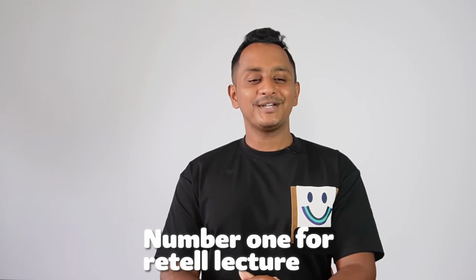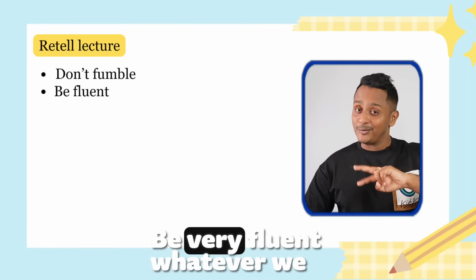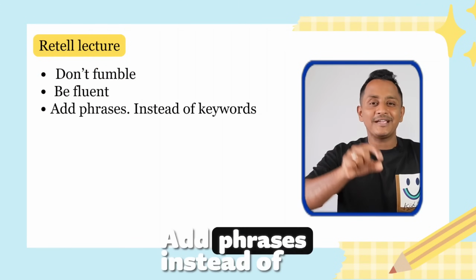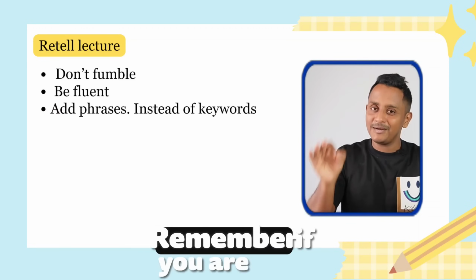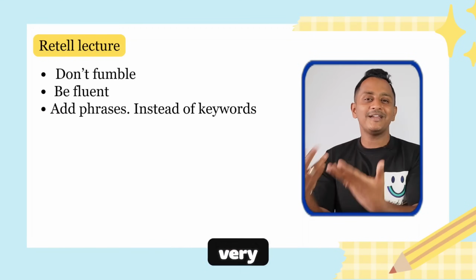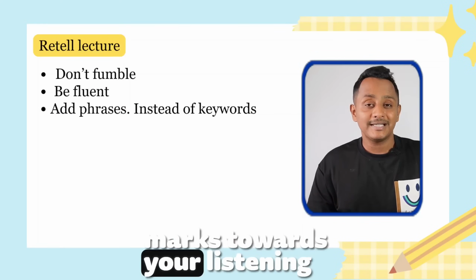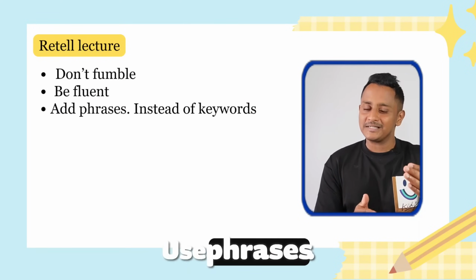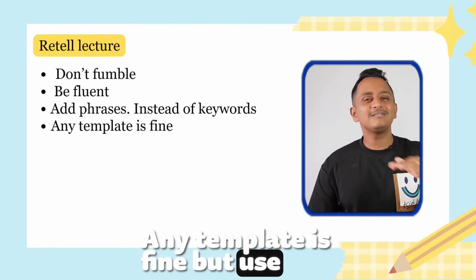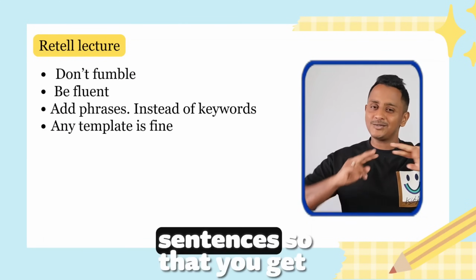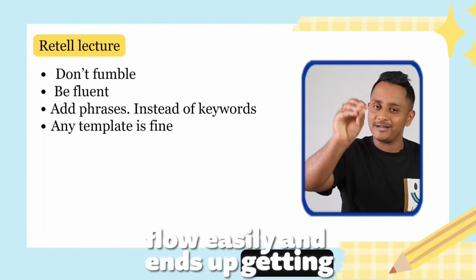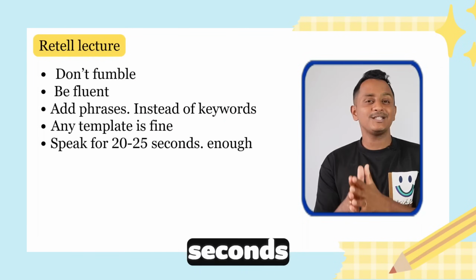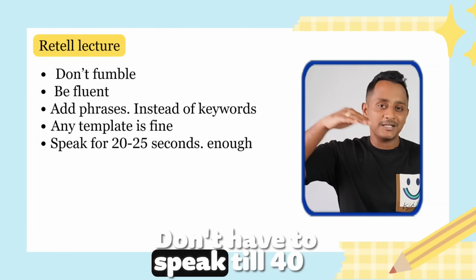The cheat code number one for Retell Lecture is not to fumble. Be very fluent. Whatever we did for read aloud, the same thing goes here as well. Add phrases instead of keywords. Remember, if you're thinking to add keywords because it's very easy, you're going to lose your marks towards your listening and speaking, both, or maybe only listening. Avoid using keywords. Use phrases. Any template is fine, but use such templates which have little lengthy sentences so that you get that flow easily and end up getting 5 out of 5 towards your fluency. And when you speak, 25 to 30 seconds is more than enough. You don't have to speak till 40 seconds.